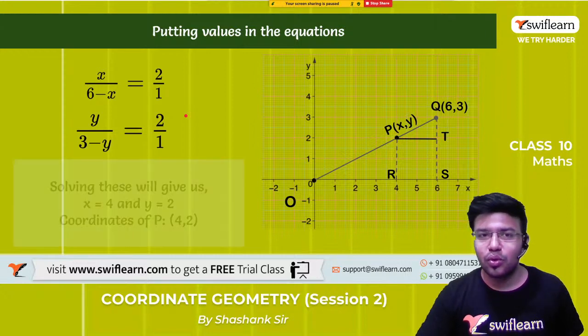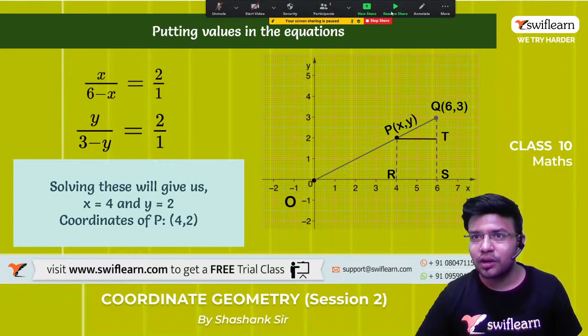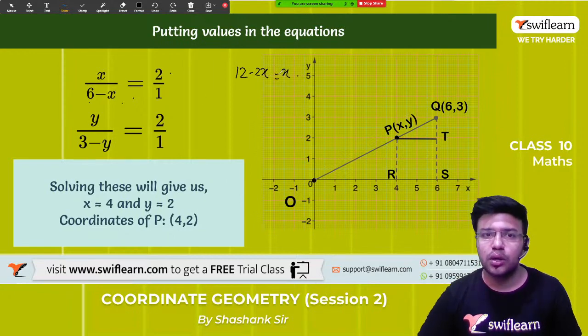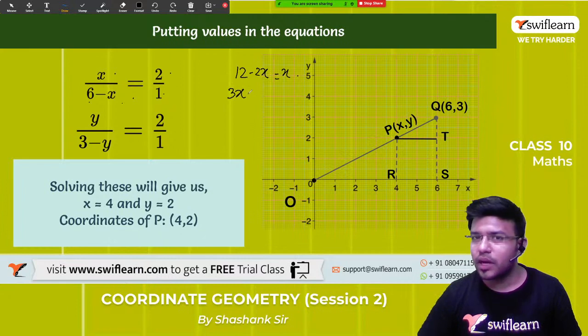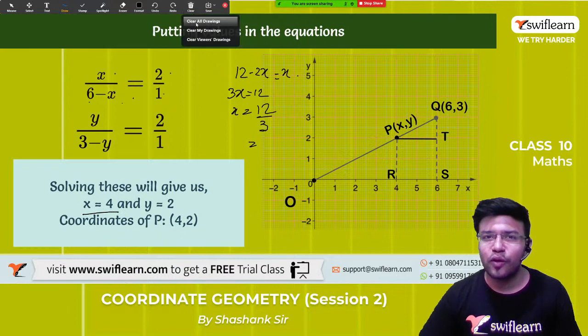Do the cross multiplication, simplify for the x. So 6 minus x into 2, that is 12 minus 2x, equal to x. Now take 2x this side, it will become 3x. So 3x is equal to 12, x is equal to 12 by 3. How much is 12 by 3? 12 by 3 is 4. This is how we solve and get the value of x.